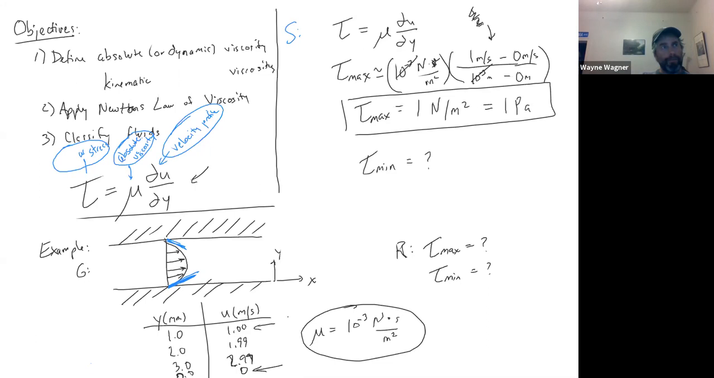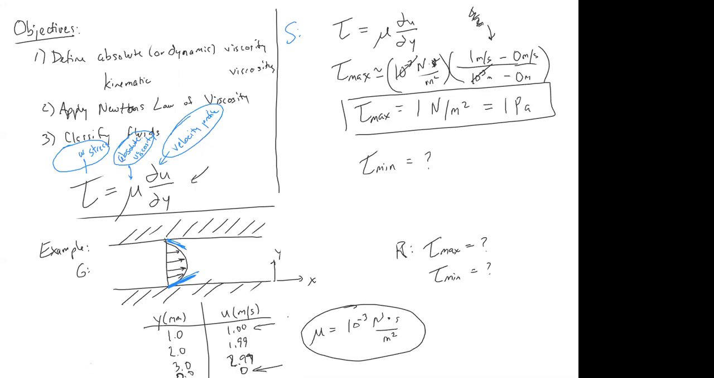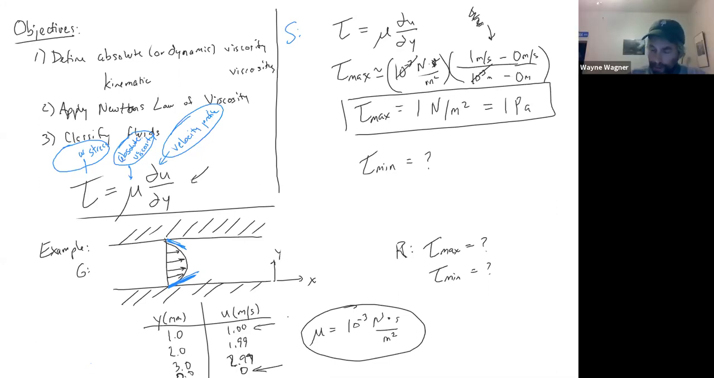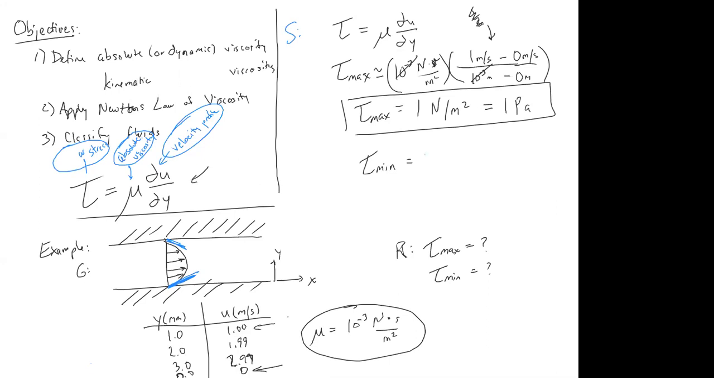Somebody shout it out. Where the slope is like the flattest. It's the flattest. So where it's flat, what's the velocity profile?